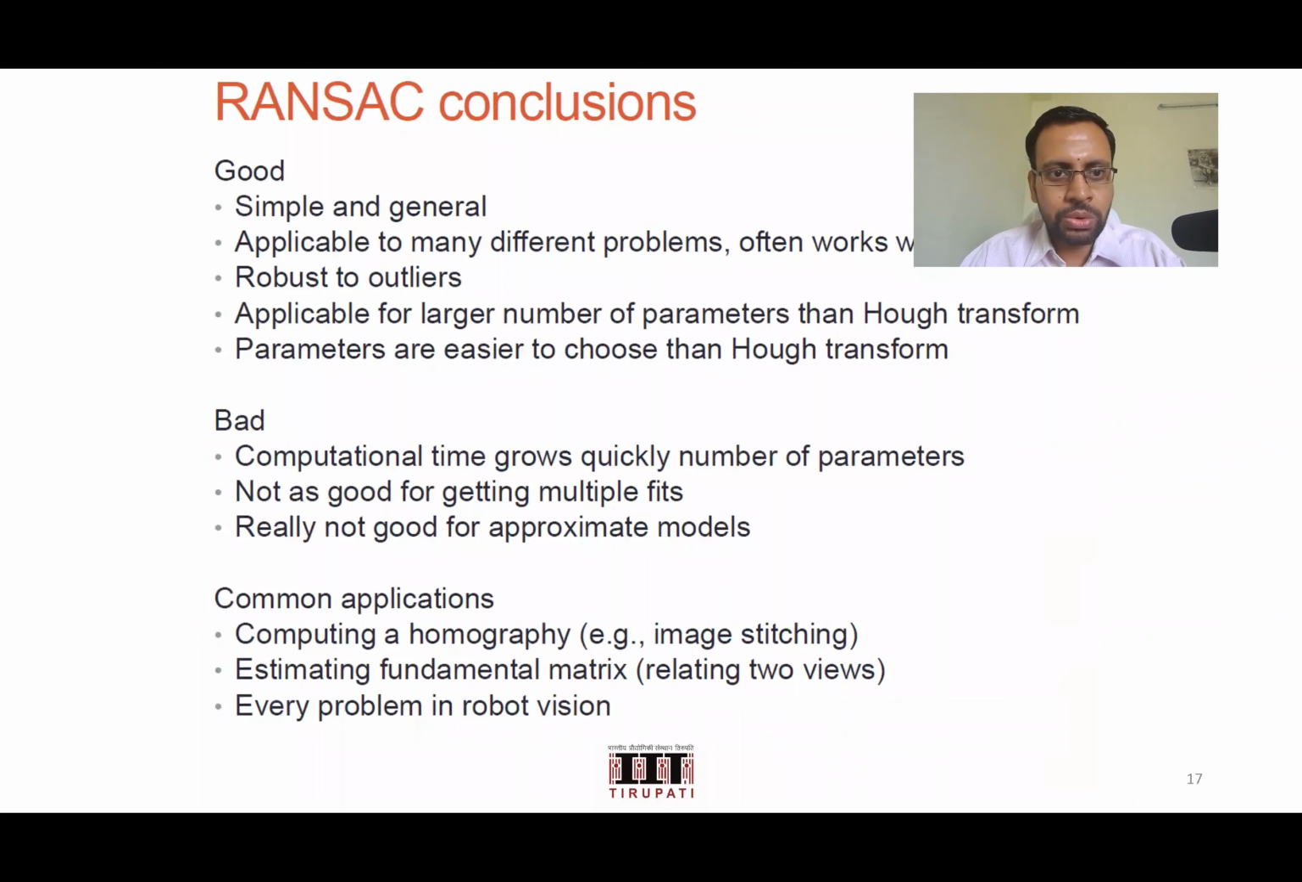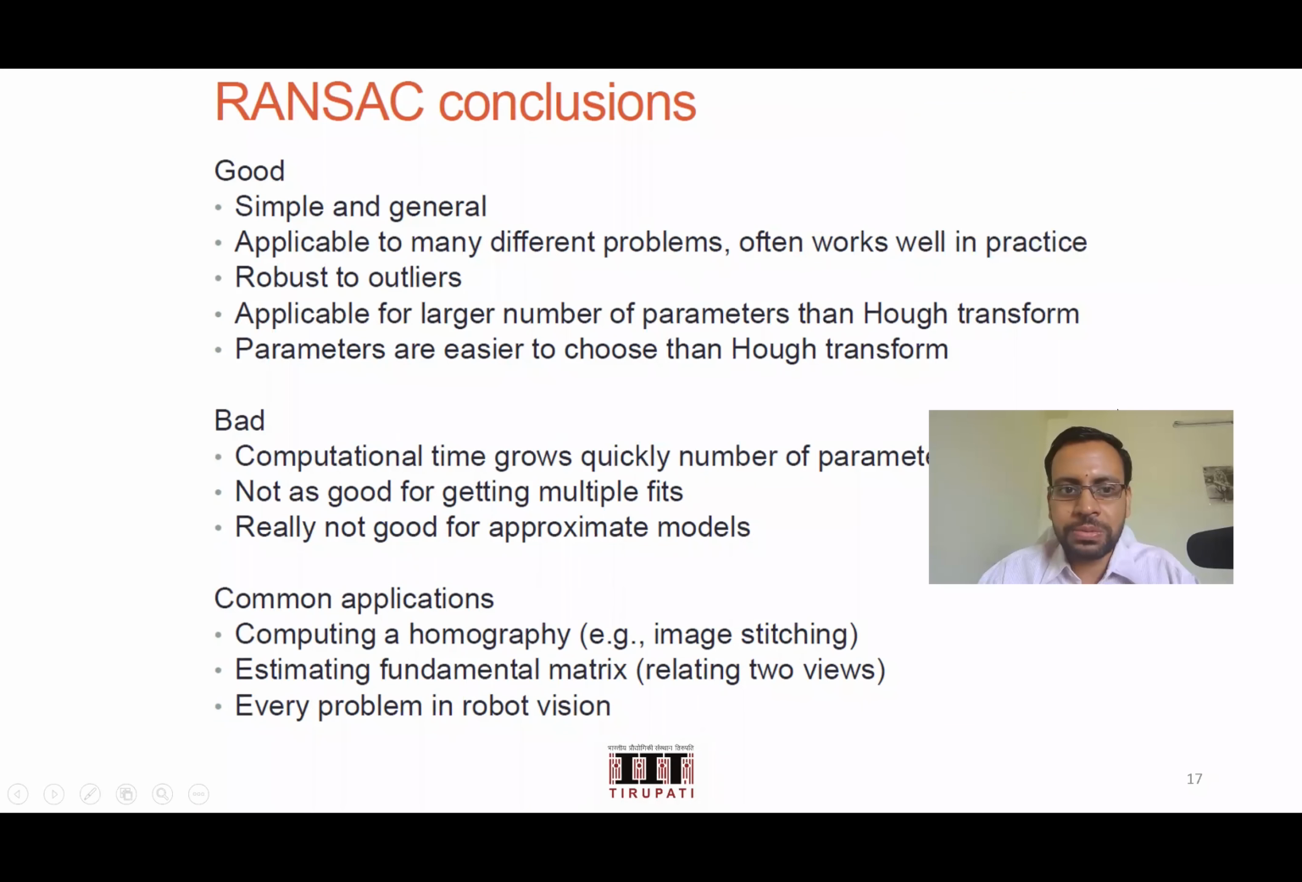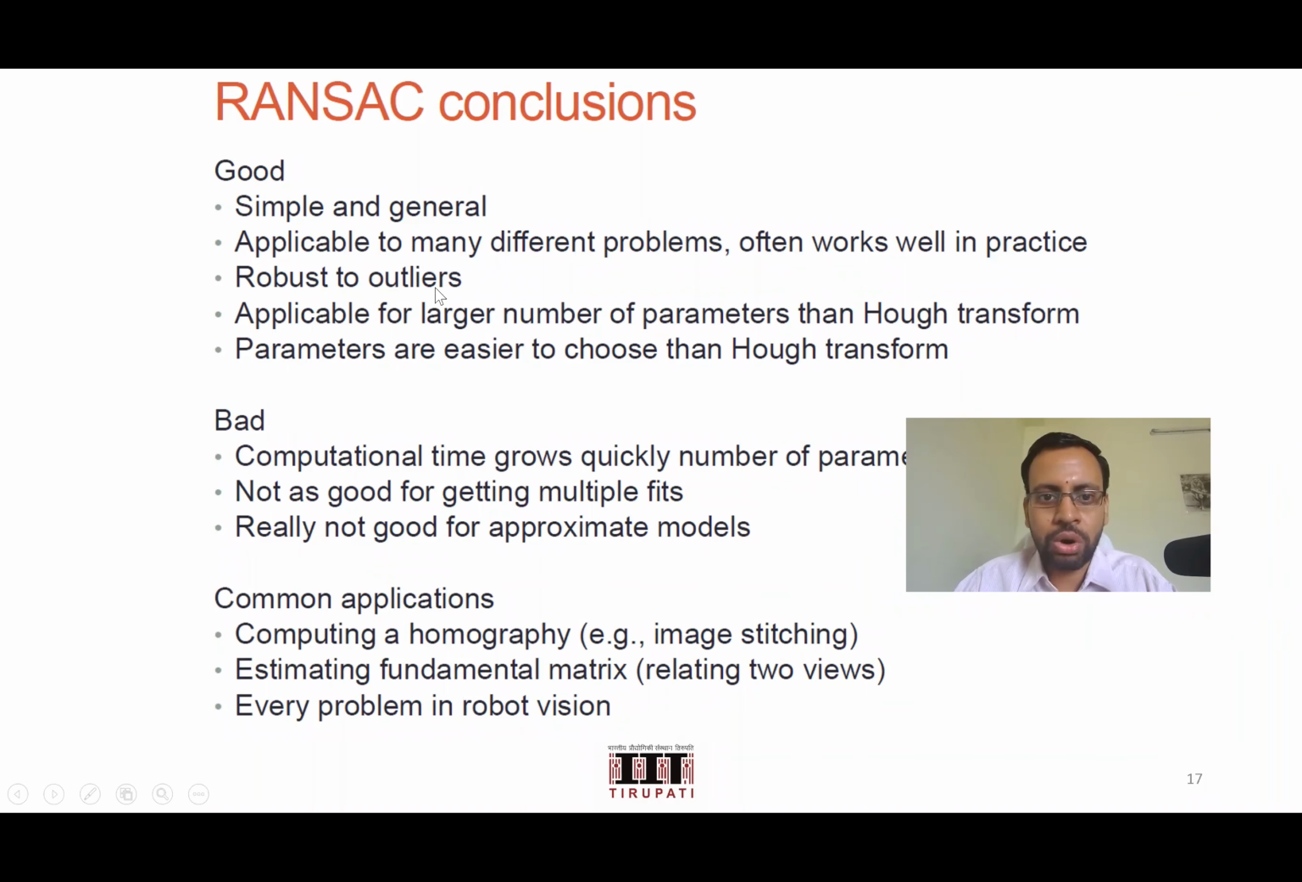Okay, so to summarize, the good points about RANSAC are that it is simple and general, applicable to many different problems, and often works well in practice. It is robust to outliers, because you are doing outlier detection, obviously. It is applicable for a larger number of parameters than Hough transform. It is not going to blow up exponentially as Hough transform does. And the parameters are easier to choose than Hough transform. The discretization and all are more complex there than what you need to do here.